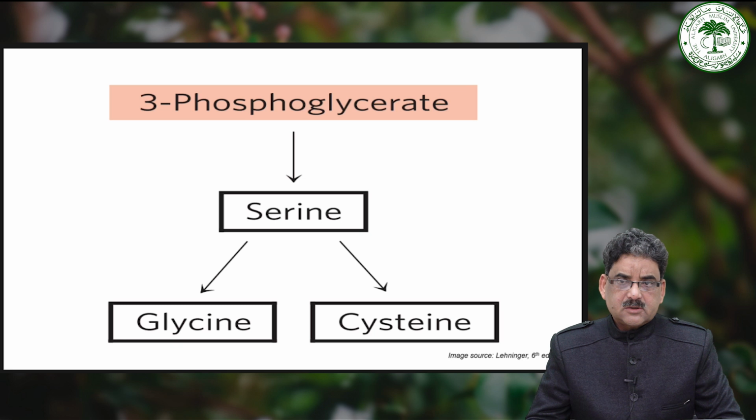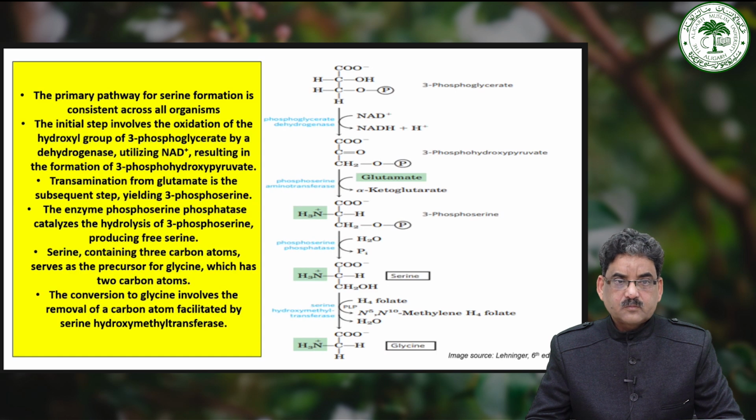So, moving ahead to the next family, that is 3-phosphoglycerate, which gives rise to serine, glycine and cysteine. Now we will discuss their biosynthesis in detail. As you can see in the figure, the central pathway for serine biosynthesis remains consistent across various organisms.